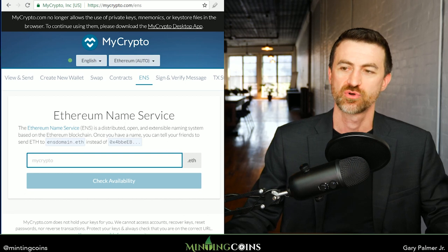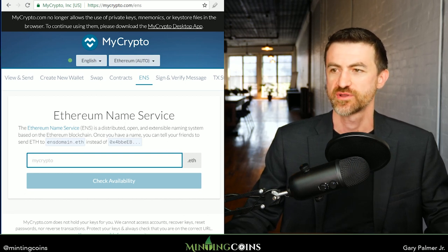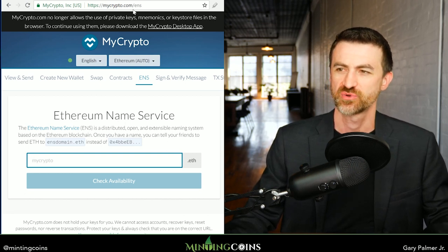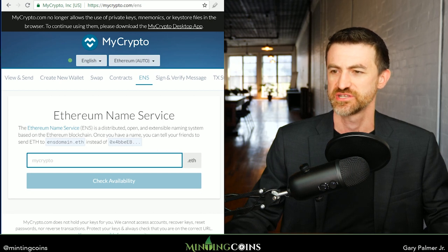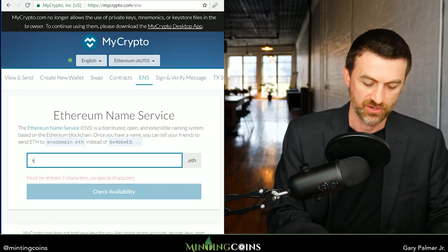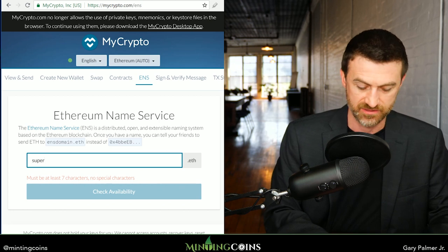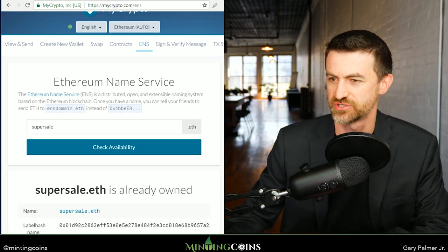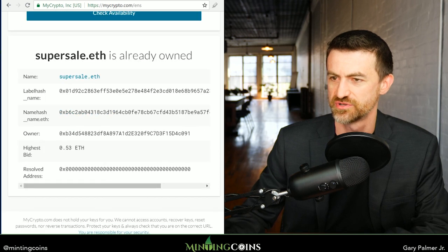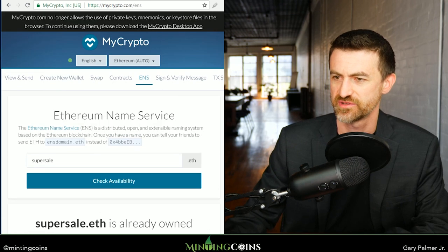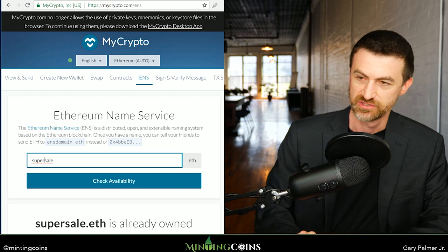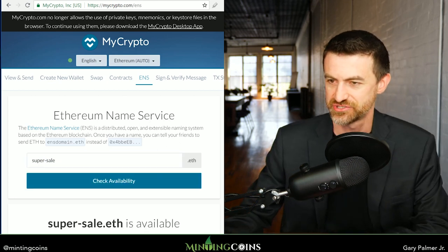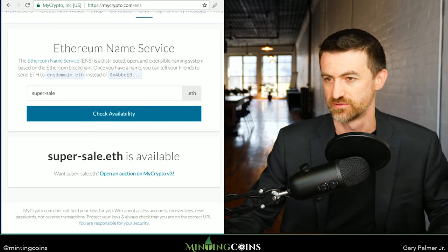So again, as part of this high-level overview, if you went over to mycrypto.com/ENS or myetherwallet.com/ENS and you type in anything, say supersale.eth, checking availability: supersale.eth is already owned. The highest bid was 0.53 Ether. What if we did super-dash-sale? That's available.